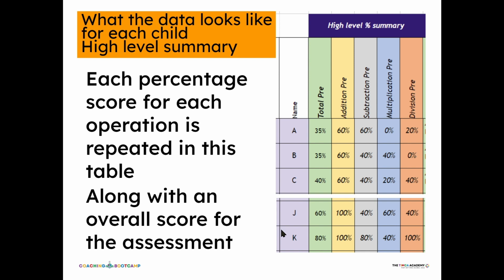If we look at 2 children who have got higher scores, J, who's got 60, everything right for addition, 40, 60, 40. Child K, 80% overall, 100% for addition, 80% for subtraction, 40% for multiplication, 100% for division. So this child K is 80% overall. Their addition is all correct. Their division is all correct. Their weakest point is multiplication, which is very interesting. Okay? So there's just some highlighted information of a couple that we've already spoken about.